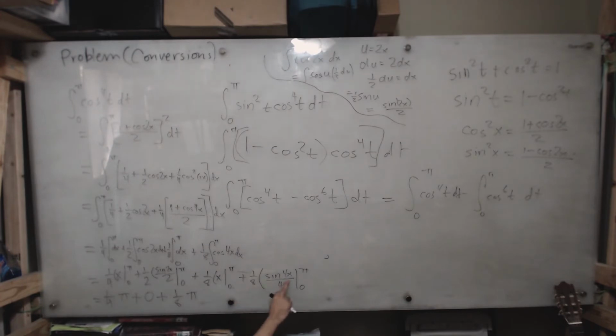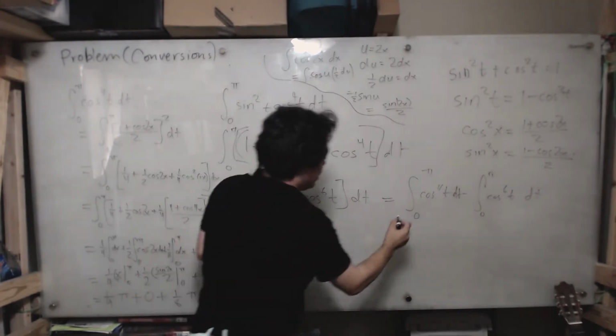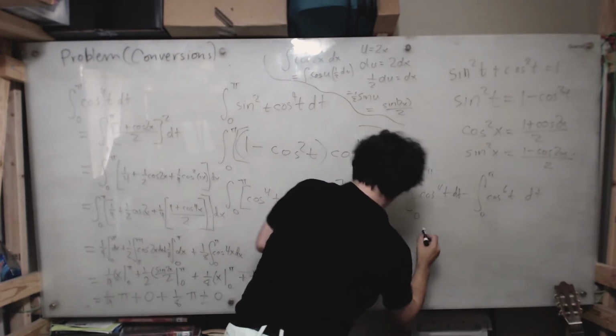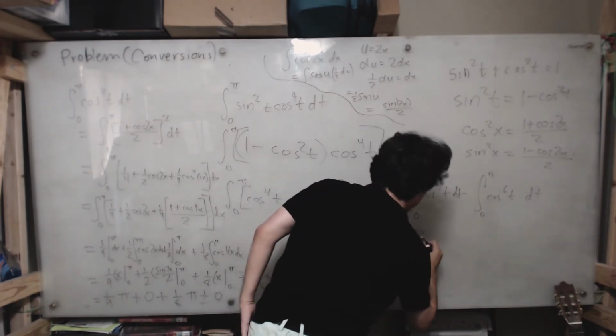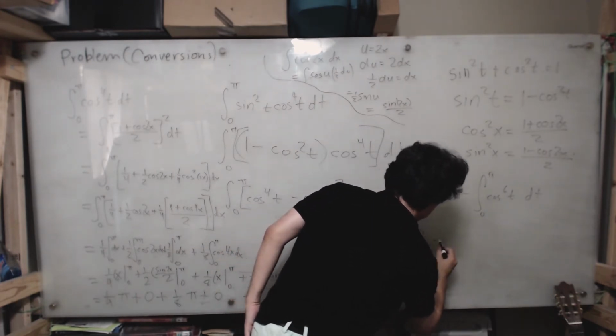And then this term, sine of 4 pi is 0. Sine of 0 is 0. So this also goes to 0. So I'm left with 1/4 pi plus 1/8 pi, which will be 2/8 pi plus 1/8 pi, so 3/8 pi. So this first integral we just evaluated is 3/8 pi.